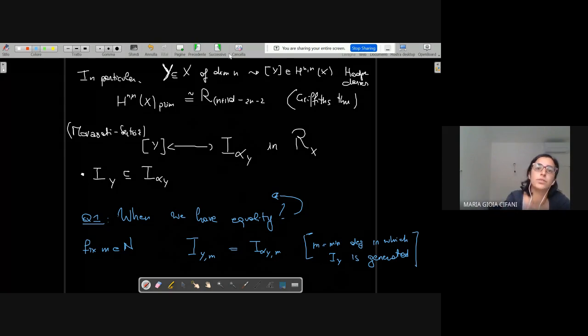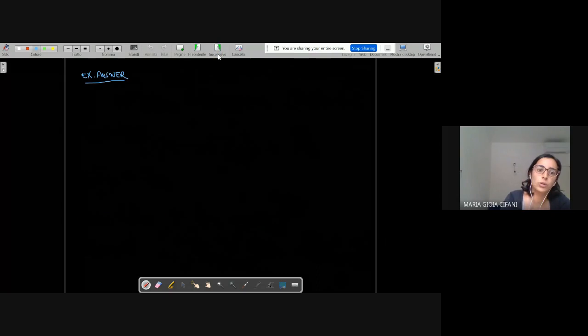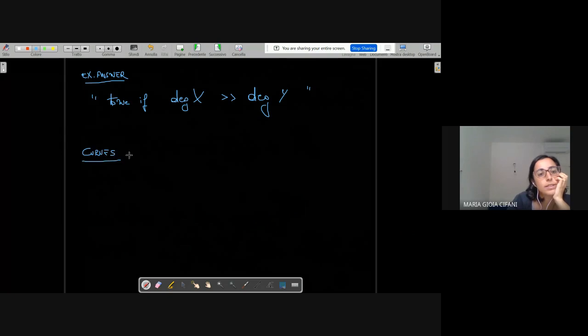Okay, so if we are able to compute this ideal, we can reconstruct all the equations defining this variety. What we expect, let me be very imprecise, is that the answer should be true when the degree of X is sufficiently larger than the degree of the subvariety. This is true for curves. For instance, this is the right answer for curves.